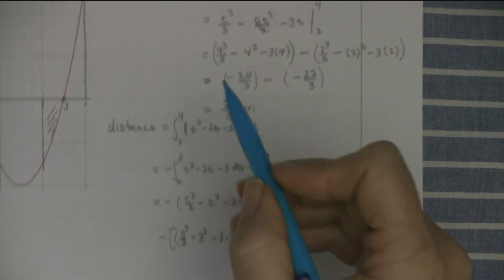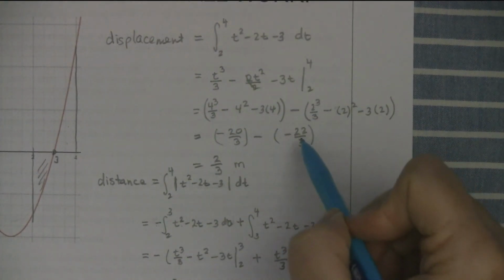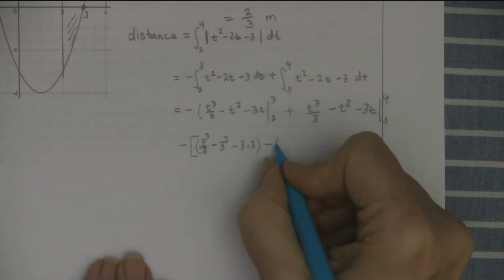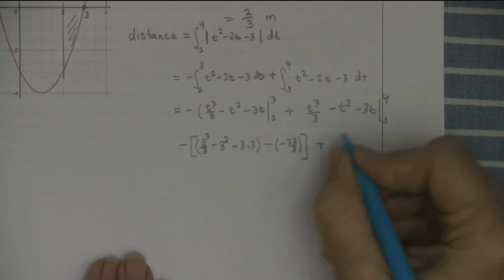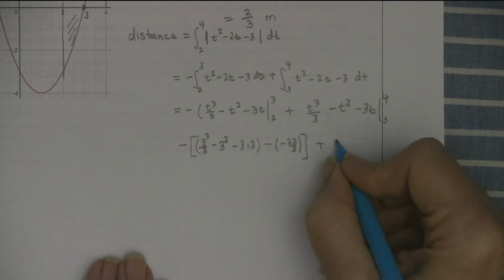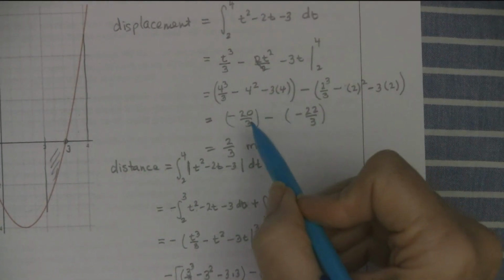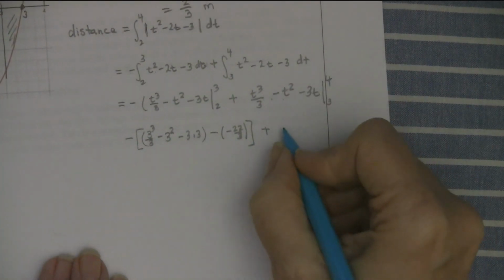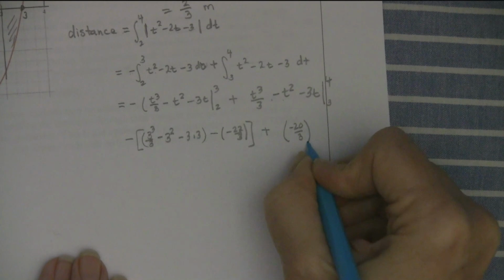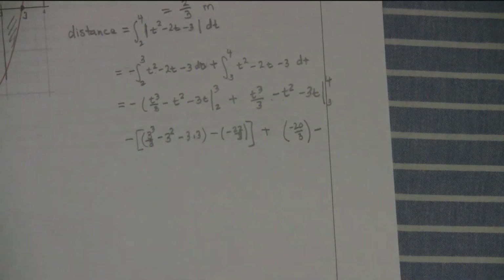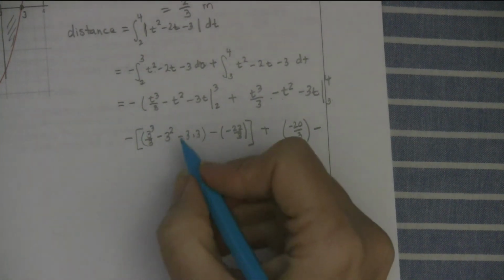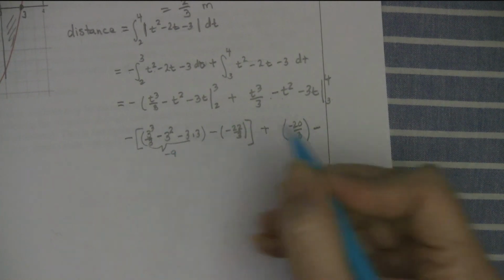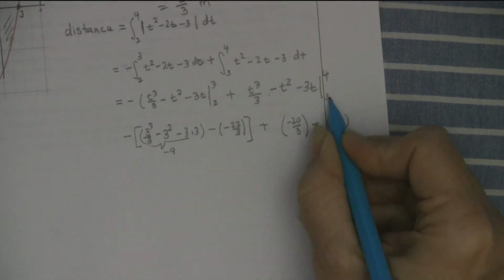When you put in 2 into here, I found it was negative 22 over 3, so I'm going to use it. Negative 22 over 3, plus, when we put in 4, I found it was negative 20 over 3, so I'm going to use it. Minus, and then when I put in 3, it's the same for both of those. So that's 27 over 3 minus 9, minus 9. So this right here is minus 9, because they're both plugging in 3.